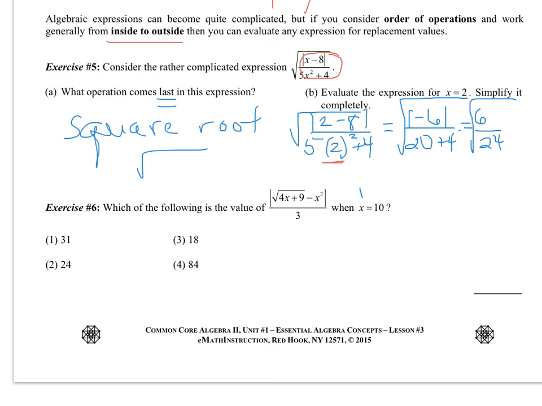Now I'm going to simplify 6 over 24 first. 6 over 24 can reduce down to 1 over 4, because 6 will go into itself once and go into 24 4 times. 1/4 I can take the square root of. I can take the square root of 1 and get 1, and I can take the square root of 4 and get 2. So my final value is 1/2 here. Again, just take your time, look at each part separately.